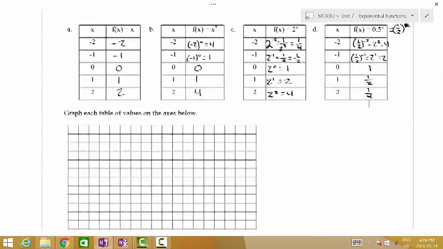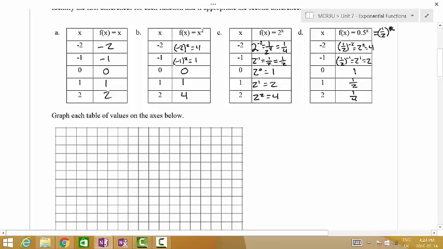Now, C and D are what we call exponential. And we call them exponential because the x is actually in the exponent. And that's kind of the definition of an exponential function, is one in which the exponent is the variable.